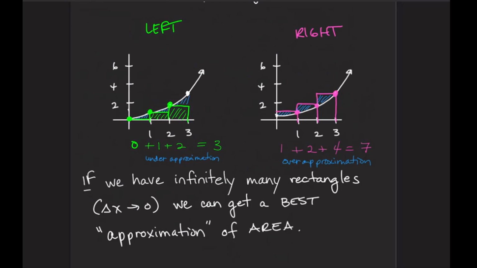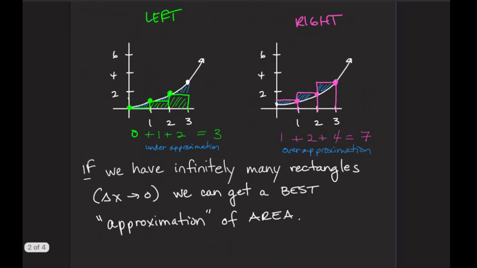And the bottom line here is, if we had infinitely many rectangles, meaning each width, change in x, you could think of this as your delta x, this as your delta x. If that approached 0, we can get a best approximation of the area. And this is going to lay the foundation for this idea of taking the limit as this width approaches 0.